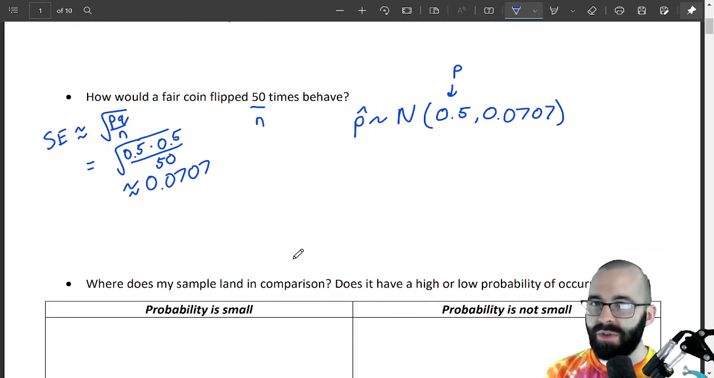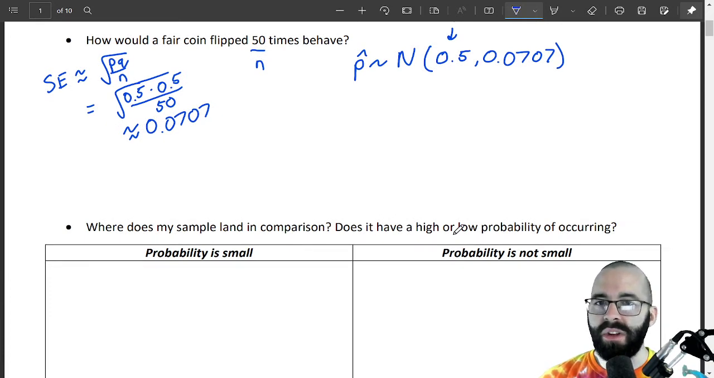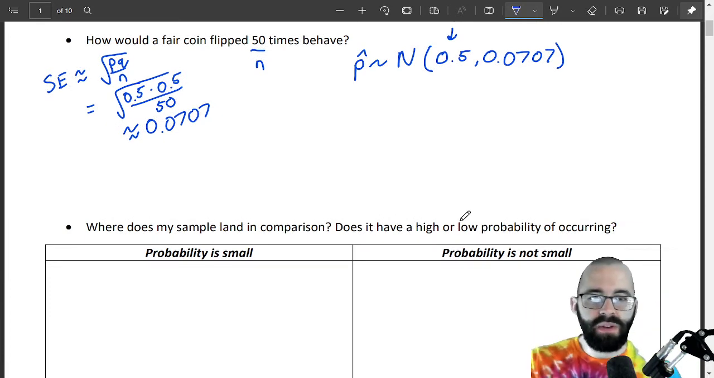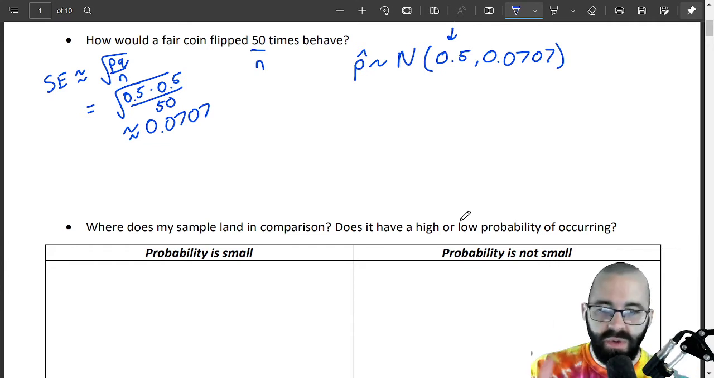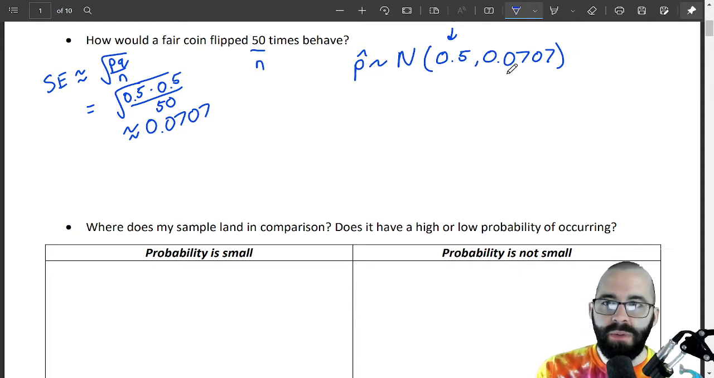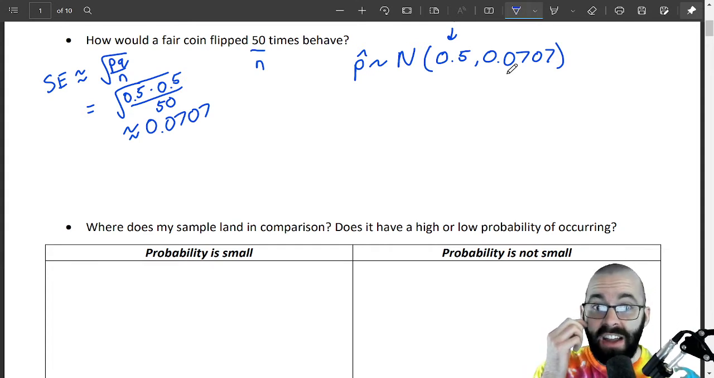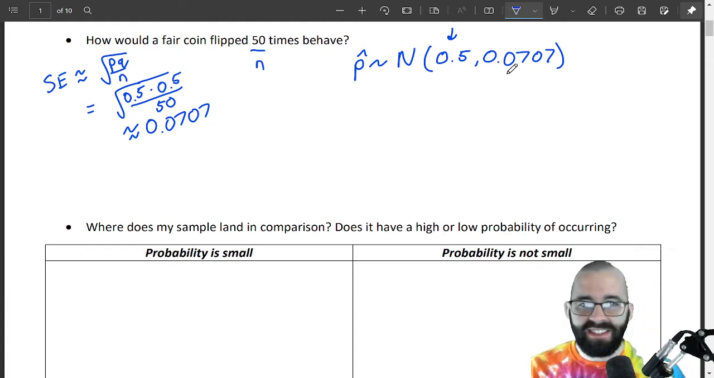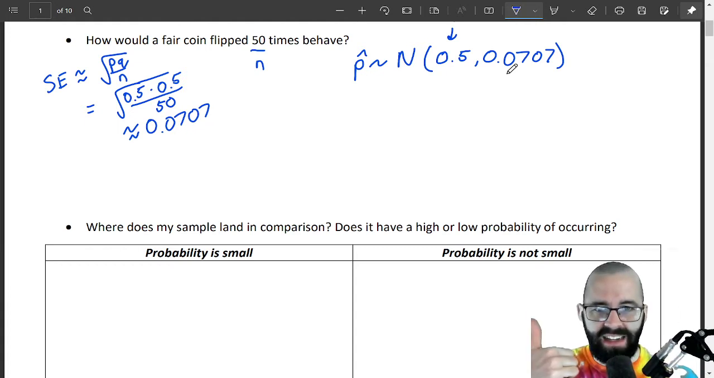So where does our situation land in comparison? Does it have a high or a low probability of occurring? Every time we do this experiment of flipping a coin 50 times, it follows these rules. It's normally distributed. It'll average to be about 50% if the coin is actually fair. And the standard deviation is about 7%. We did 75%. How many standard deviations above the mean is 75%?